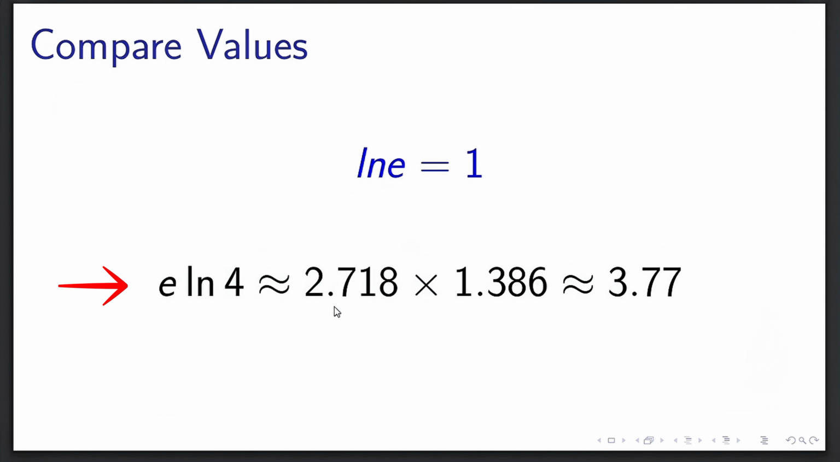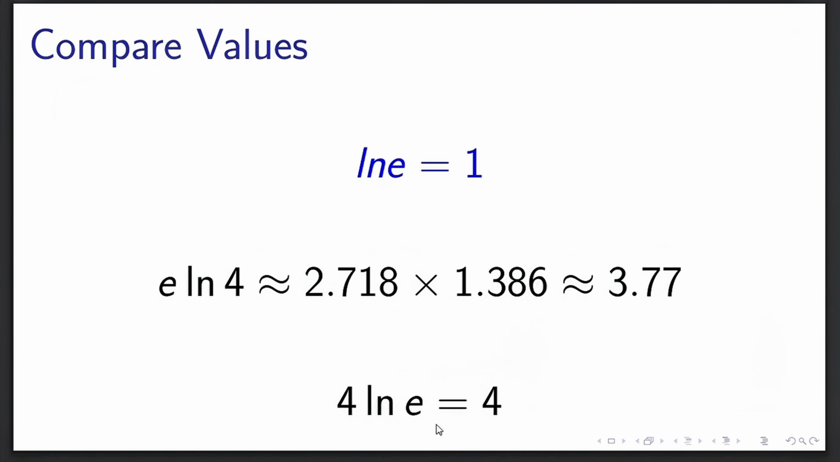When I substitute the value, I will get 2.718 multiplied by 1.386, because the value of ln of 4 is 1.386. So when I multiply these two numbers, I will get 3.77. Similarly, we have 4 times ln of e, which will be equal to 4. The reason is ln of e is equal to 1.